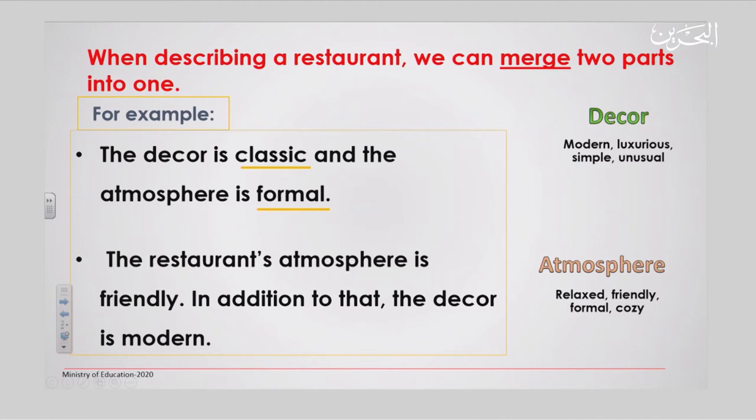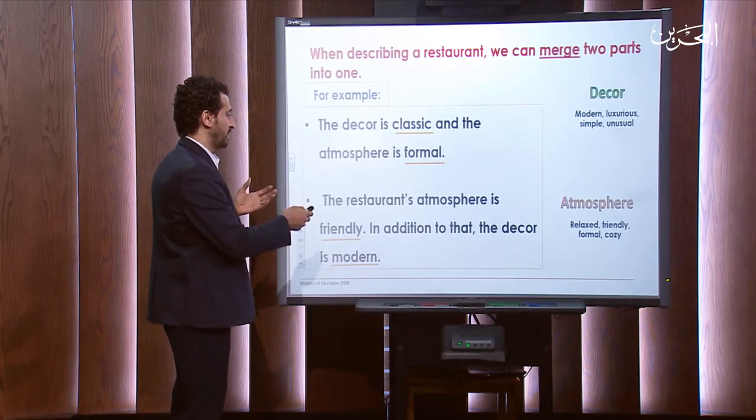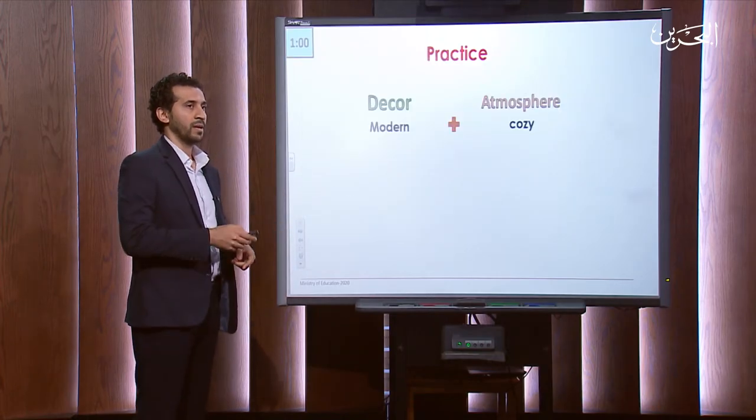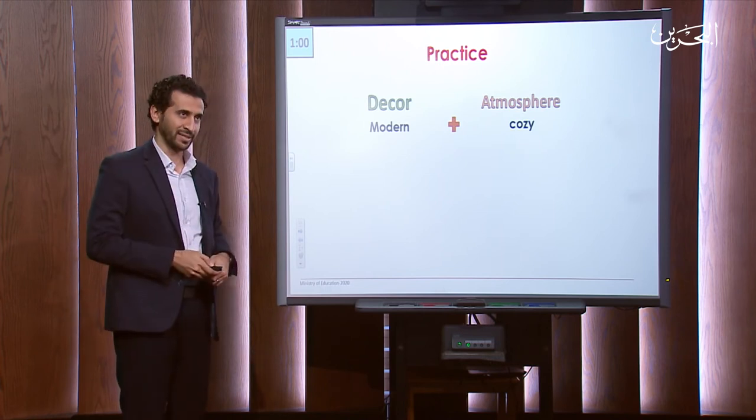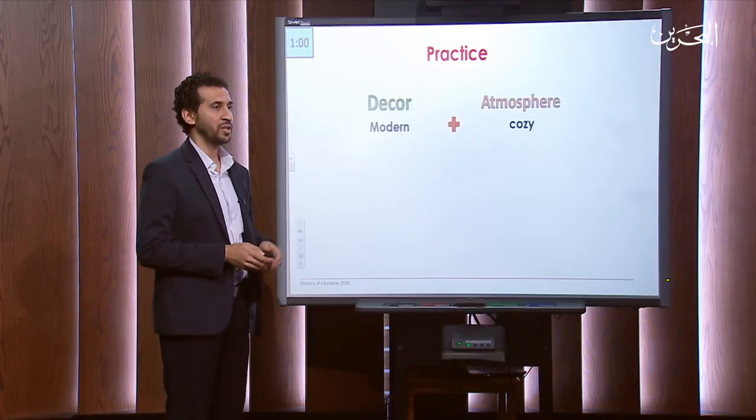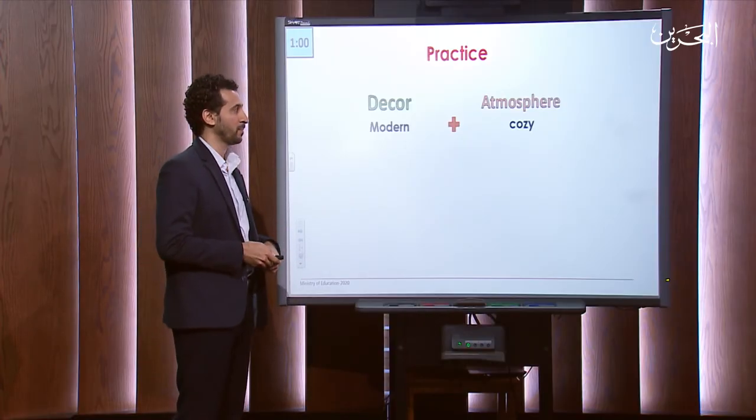It's an additional linking word, so we used it to add more points, add more ideas. The same thing with the second sentence, the restaurant's atmosphere is friendly. In addition to that, the decor is modern. So again, you can use in addition to that if you want to add more points to the same sentence. All right, now what about having a practice again? So you have decor, modern, atmosphere, cozy. I want you to form a sentence, merging the two sentences, making one full sentence. You have 1 minute to do this, and we will come back.